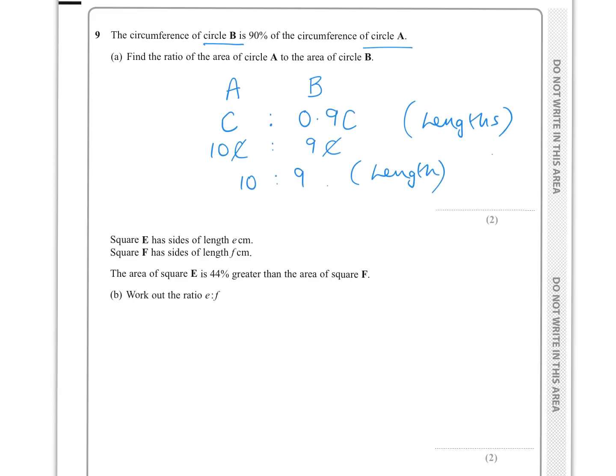So as an area, we just square a length, don't we? Because it's in units squared. So as an area, we would have 10 squared, which is 100, to 81, which is 9 squared.